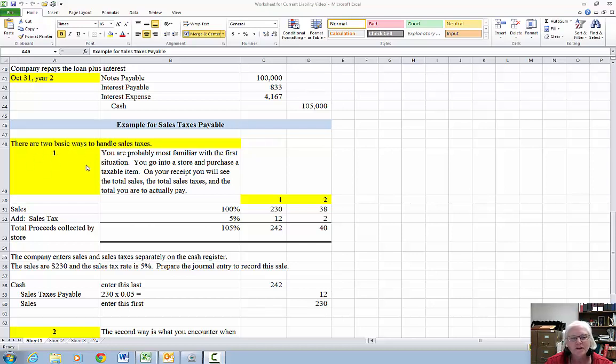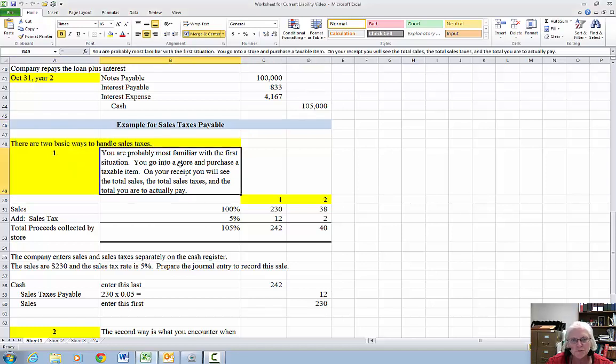Sometimes this can get confusing, and what makes it the most confusing is the way the problems are written. So let's take a few minutes and look at the two different ways that sales taxes are generally handled. The first way is one that you're probably most familiar with. You're going to go to a store, purchase a taxable item, and on your receipt you're going to see the total sales, the total sales tax, and the total you are actually going to pay.